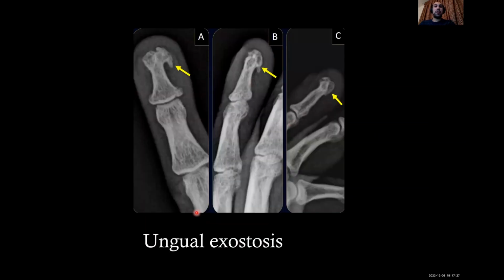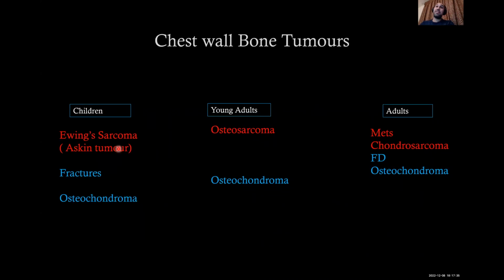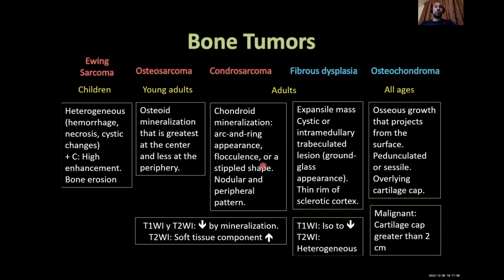Okay, here it is just angular exostosis, and here is the diagram for the multiple lytic lesion. Actually, I got this from the literature. This is not my effort. These chest wall tumors are divided according to children, young adults, and adults, and it is bone tumors for the chest wall.